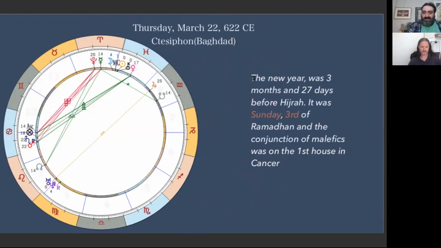It said when the new year was 3 months and 27 days before Hijrah. Well, it says when the year became new, not when the Sun came into Aries. So it doesn't distinguish whether it's tropical or sidereal. And then it says it's Sunday, 3rd of Ramadan. And when I cast the tropical chart of solar ingress into Aries, I found that it's Thursday, not Sunday. And then you can see the Moon and the Sun, and it's something like the Amavasya, the first lunar day.